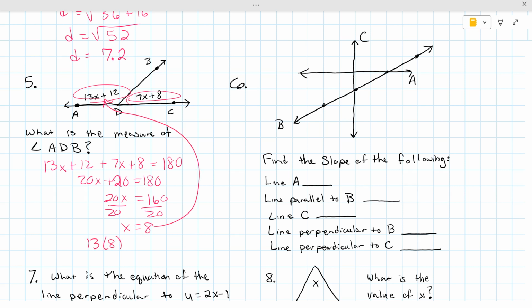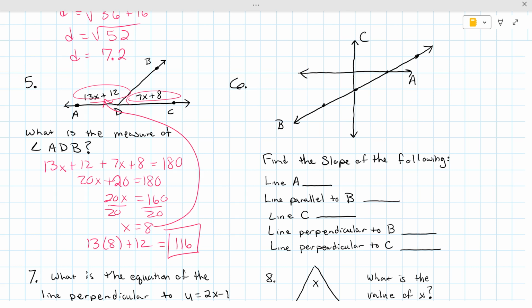13 times 8 plus 12. 13 times 8 is what? 104. Plus 12 is 116. That's our angle ADB, 116.